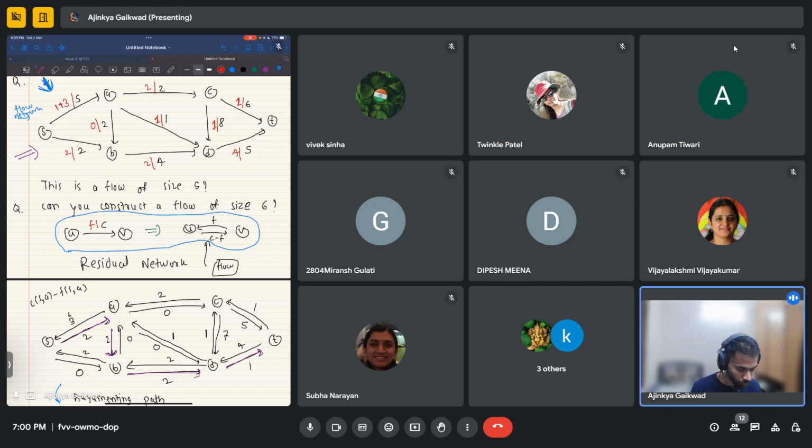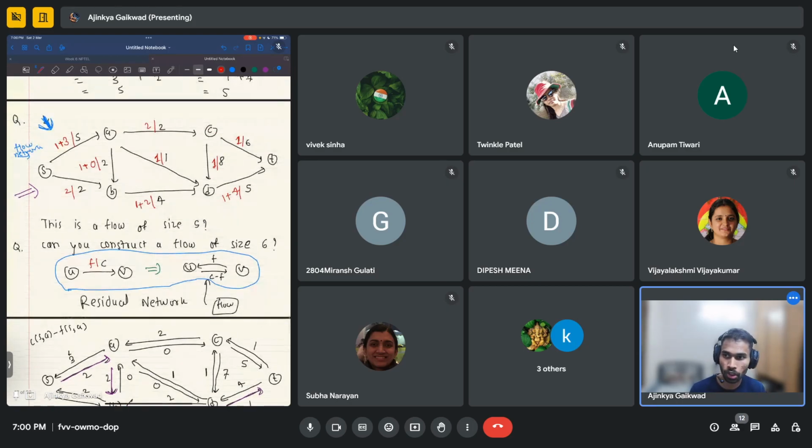Then I went from A to B. Now the flow will be 1 plus 0. I went from B to D, the flow will be 1 plus 2. And then I went from D to T, the flow is 1 plus 4. Now, can you check whether this new flow is still a valid flow network?